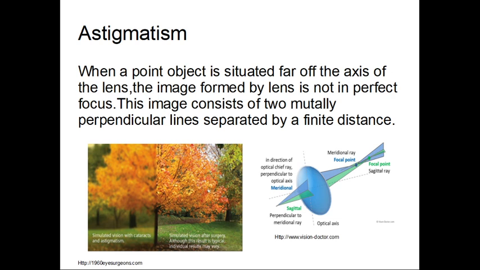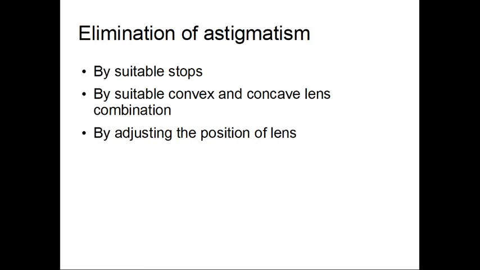So the elimination methods of astigmatism are by using stops, by using suitable convex and concave lenses, or by adjusting the position of the lens as we do in a camera. So these are some of the defects of lenses and the elimination of defects of lenses.